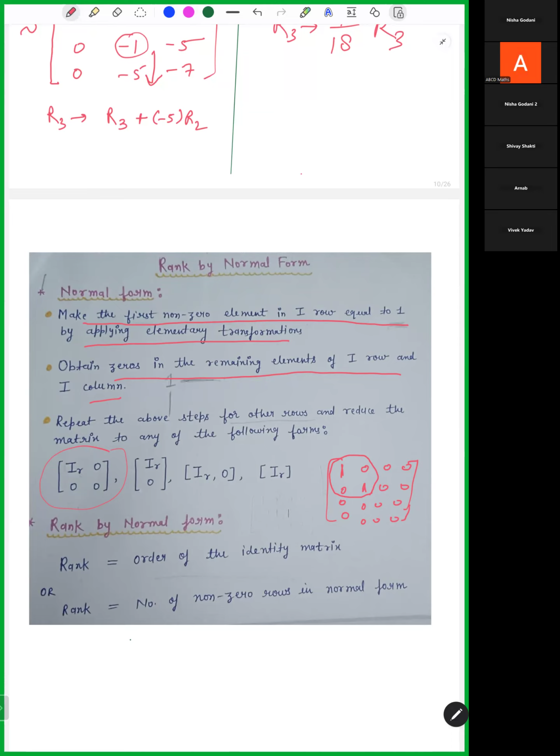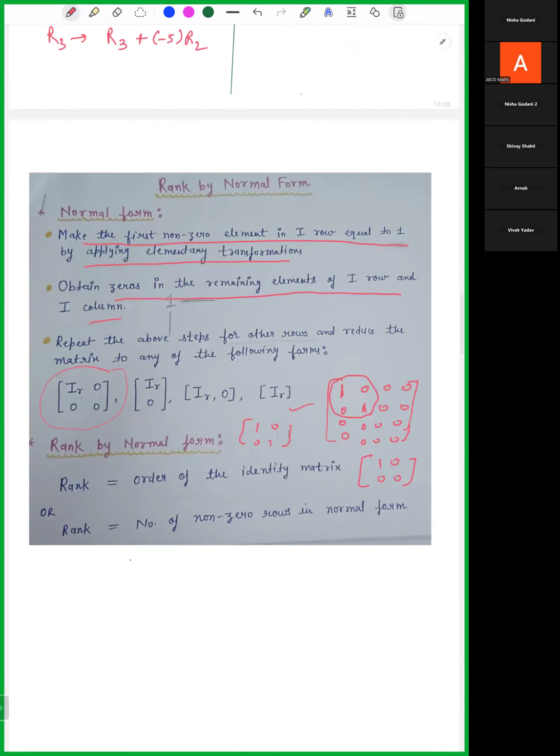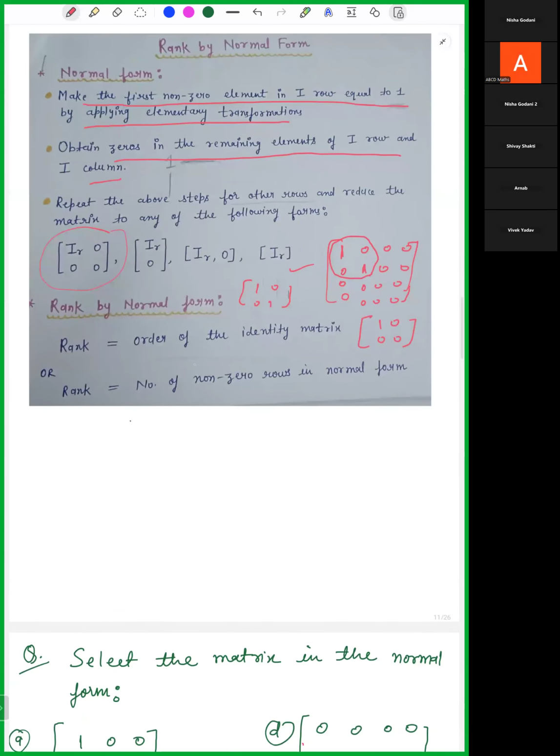Or you can have it like this: 1 0 0 1 0 0. Or you will have this identity matrix, meaning I_r of any order. You will see that there is only one non-zero entry, which is one, and all zeros are there below it and in the row of that one. So you will find only the identity matrix there, and all other entries will be zero. And what will be the rank? The order of the identity matrix will give you the rank.